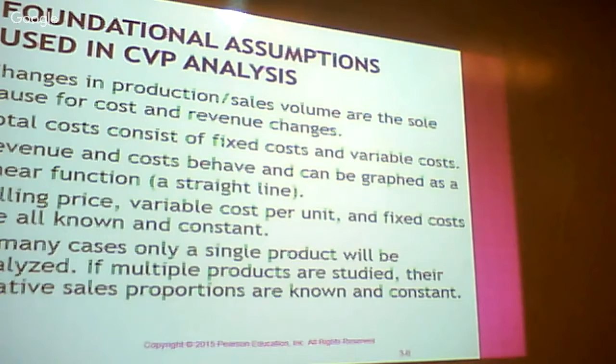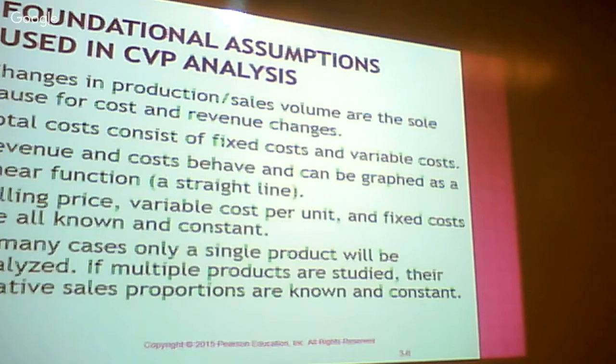Total cost consists of fixed costs and variable costs. All right. We always say there's nothing else involved. Revenue and costs behave and can be graphed as a linear function. So linear function means a straight line, right? In reality, anybody remember the supply and demand curve? It's not really a straight line, right? But that's something that we assume when we do a CVP analysis.